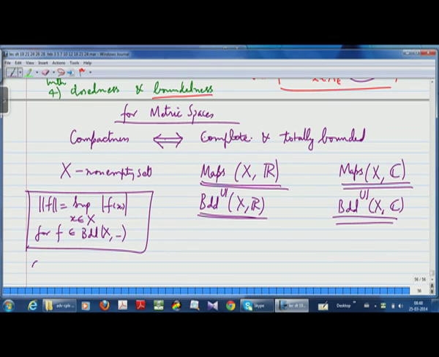Now let me write that the distance between f and g is just the norm of f minus g. This is the metric defined by the norm, right? And now we are in a nice metric space. Now if X is a topological space, then you can go one step down and look at the set of all continuous bounded functions from X to R, or the set of all continuous bounded functions from X to C.